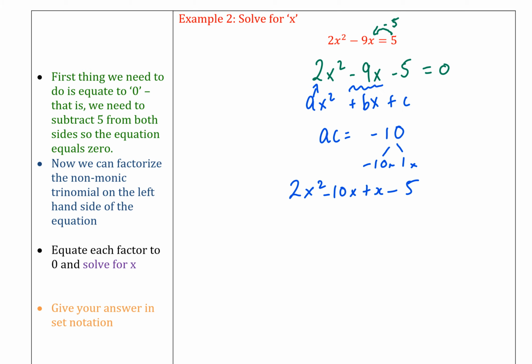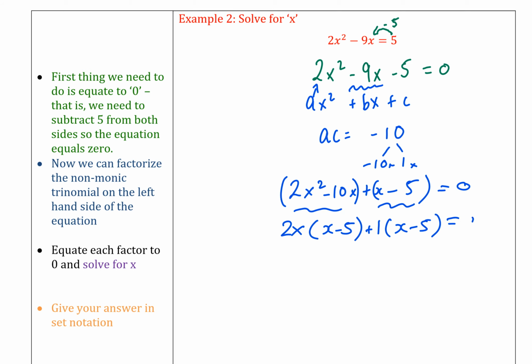Now here I can choose to factor 2 and 2. You might know this as factoring by grouping. The common factor in the first bracket here is 2x, and I'm left with x minus 5. The common factor in my second bracket is 1, and I'm also left with x minus 5. Now let's not forget that this whole expression still equals 0.